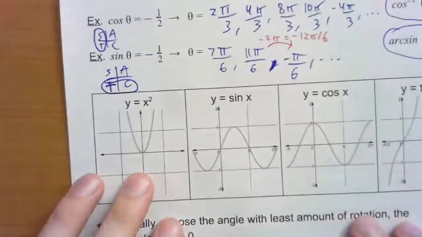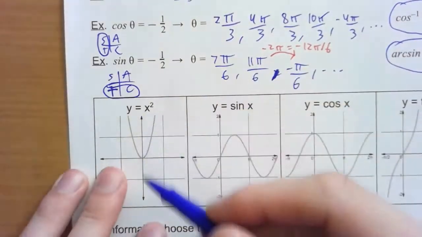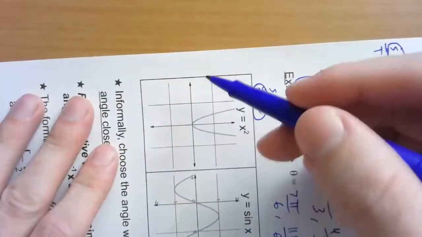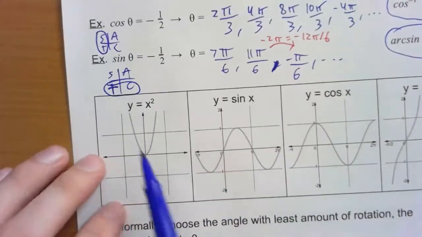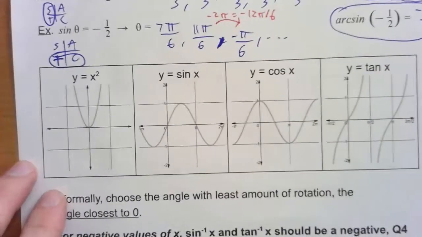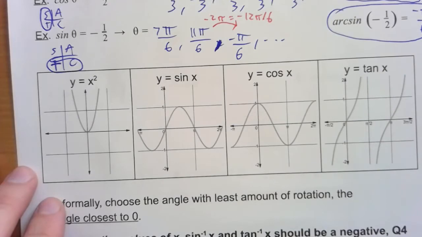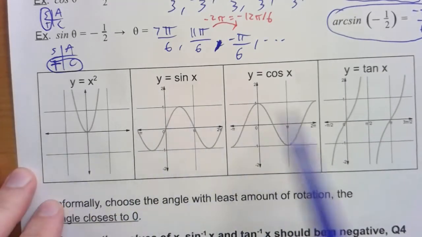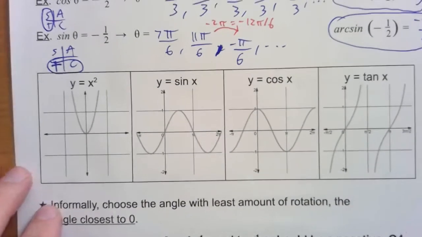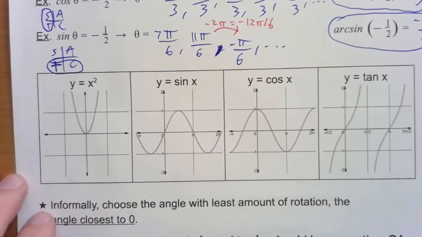We used a vertical line test to see if something was a function or not. To see if the inverse was a function, we used a horizontal line test. All of these functions fail the horizontal line test. Not one of these functions as a whole could have an inverse that's a function.